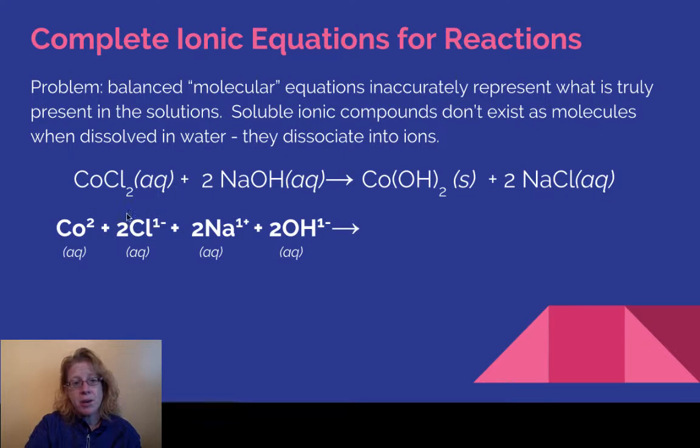A couple things to note here. Make sure that if you have a subscript that comes from balancing charges, it becomes a coefficient down in this exploded diagram, this ionic equation. Same thing over here. If you have a coefficient out in your molecular equation, that's a little bit more straightforward, that's going to become a coefficient down here in your ionic equation as well. So I have 1 cobalt ion, I have 2 chloride ions, I have 2 sodium ions, and then I have 2 hydroxide ions. That's my reactants that's actually going in there. So my solutions don't contain molecules, they contain these 4 different types of ions.